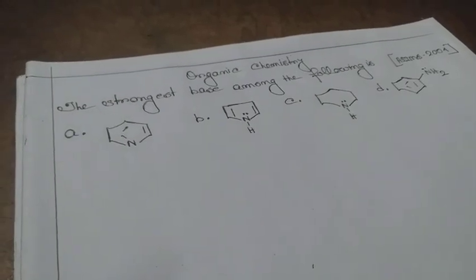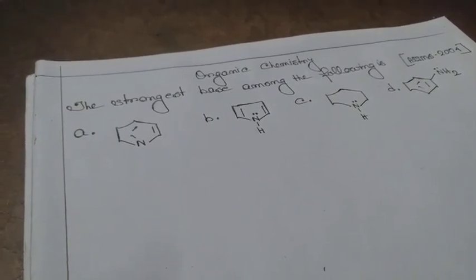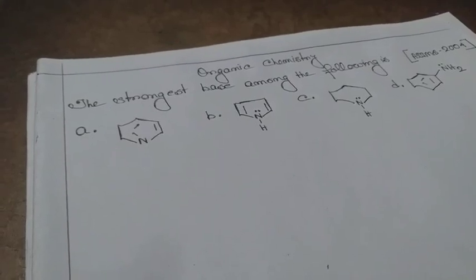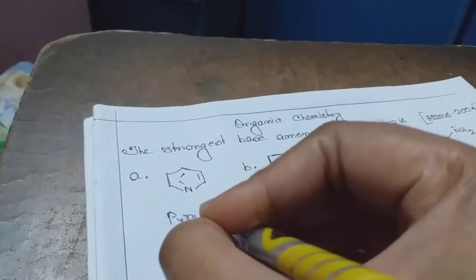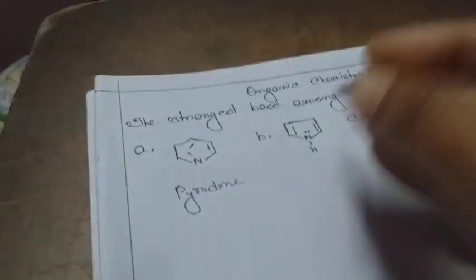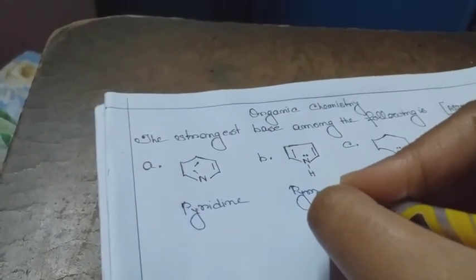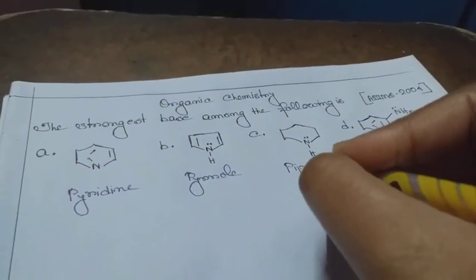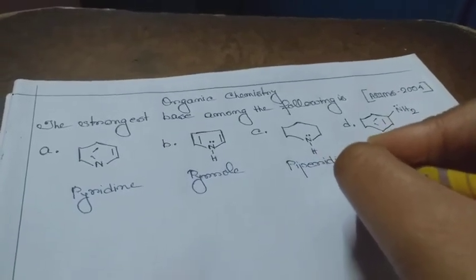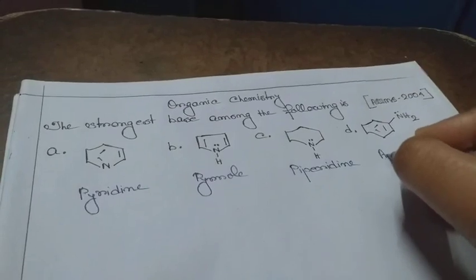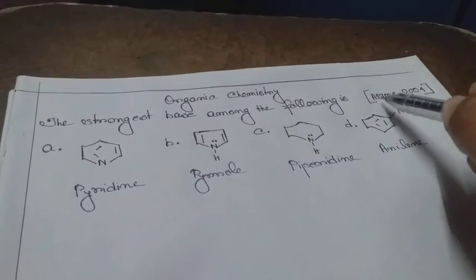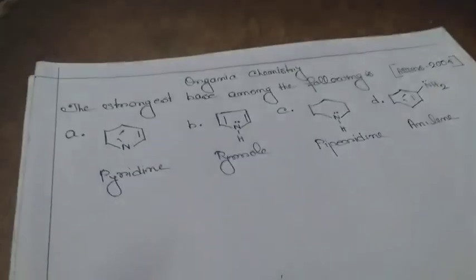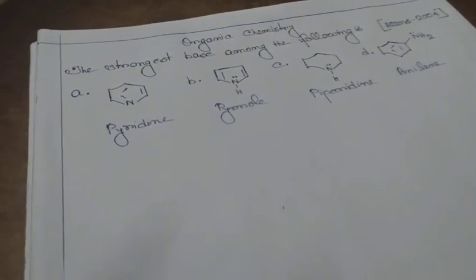Today I am going to discuss a question which is very important from the exam point of view. The question is, the strong base among the following is: option A, pyridine. This is the structure of pyridine. Option B, pyrrole. Option C, piperidine. And option D, aniline. This is a previous year's question which came in the AIIMS 2004. Now, let's try to solve this problem.